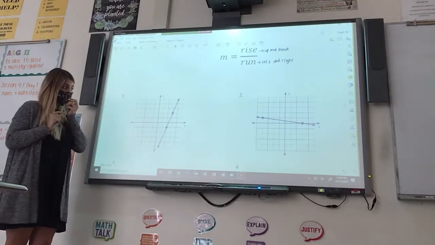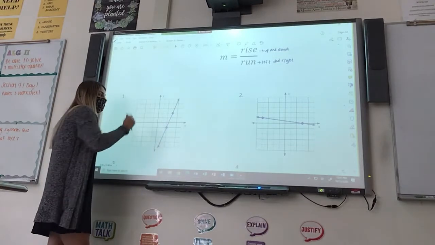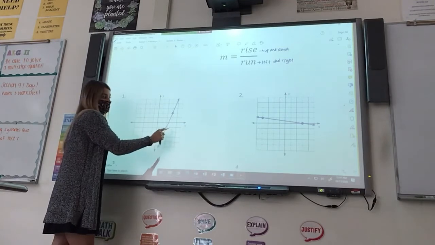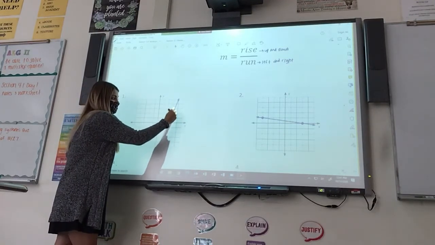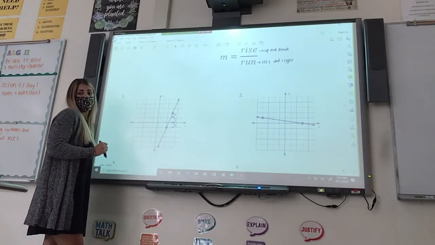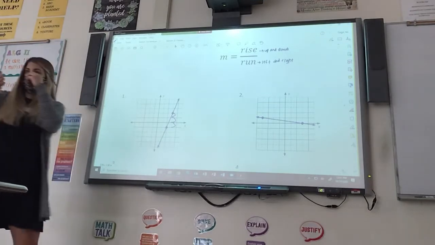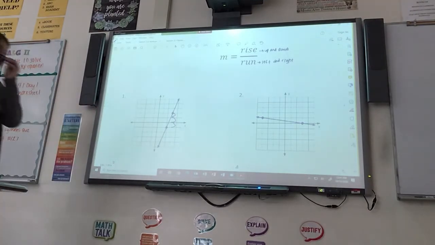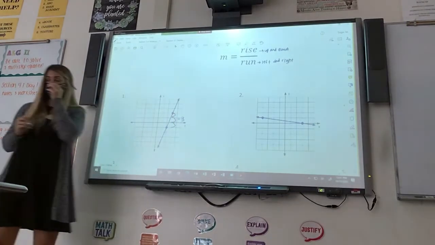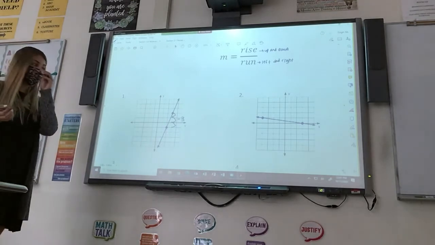Top. Okay, so I need to count how far down I need to go to be on the same level as the next point. So starting right here, I have to go 1, 2, 3, down. Since I'm going down, is that the negative direction or positive direction? Negative. So I went -3. So my rise is -3.